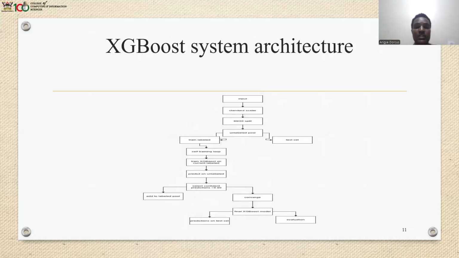Next, we look at the XGBoost architecture. So this is a tree-based ensemble model. The architecture consists of multiple decision trees built sequentially, where each new tree learns from the errors of the previous trees. This allows the model to capture complex and nonlinear relationships in the data.